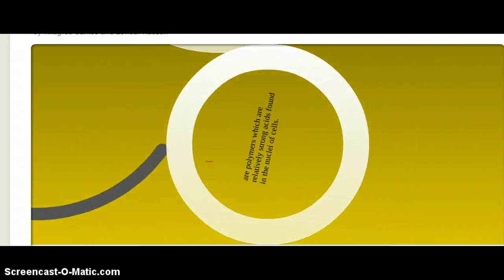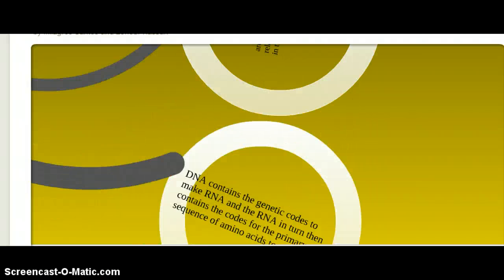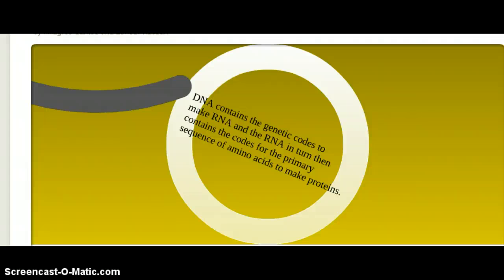Amino acids are one of the things we did not test for in our experiment. However, nucleic acids are polymers, which are relatively strong acids found in the nuclei of cells. DNA and RNA contain the genetic codes to make RNA and contain codes for the primary sequence of amino acids to make proteins.